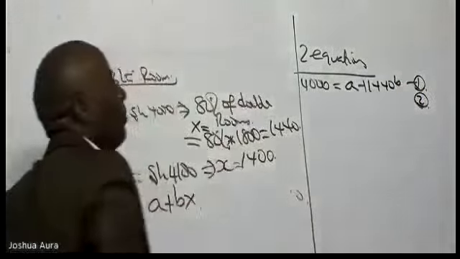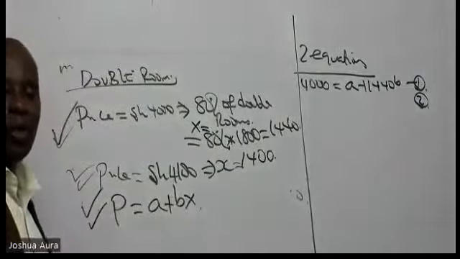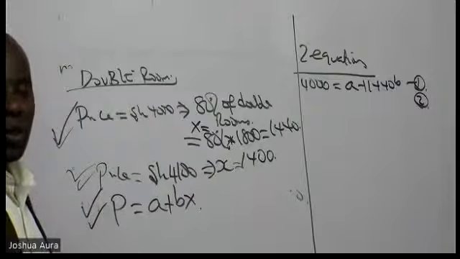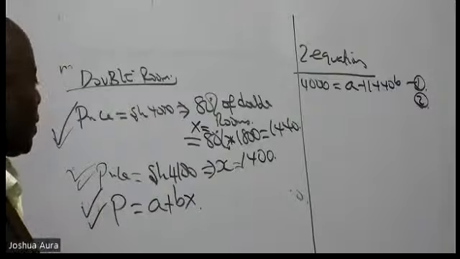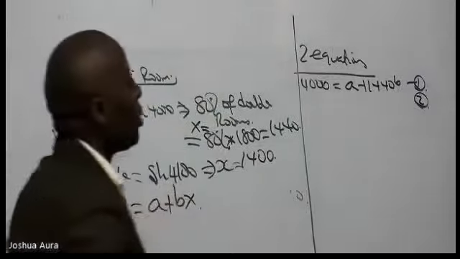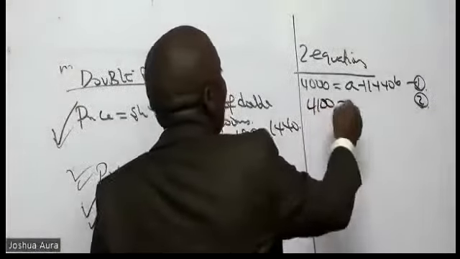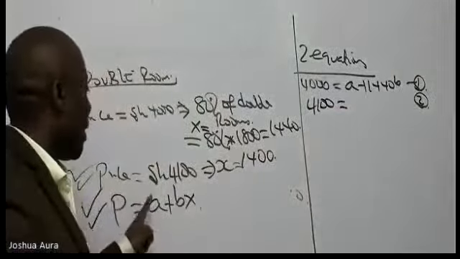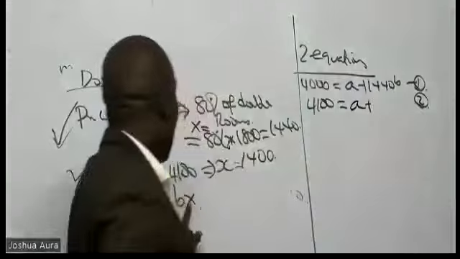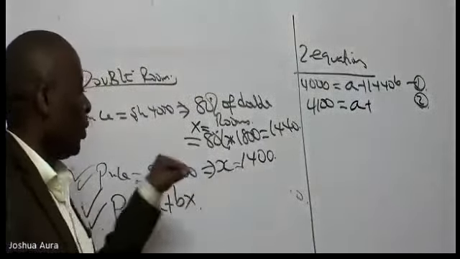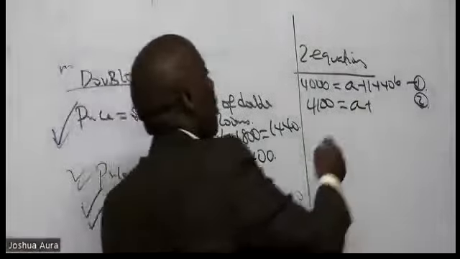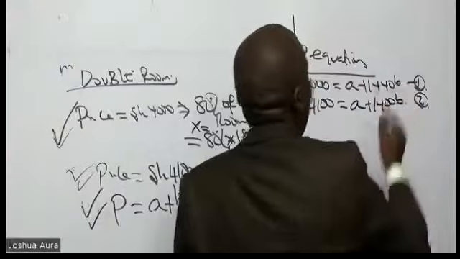How about equation number 2, using the second point? So equation number 2 will move like this. We know that the price for the second equation is 4,100. So 4,100 equals A, which I don't know for now, plus B times X, and X is 1,400, so B times 1,400. So it'll be A plus 1,400B.